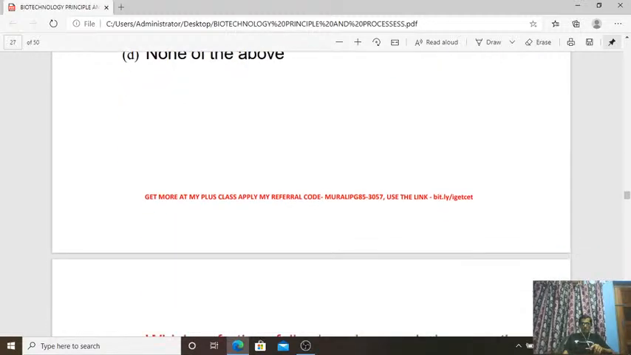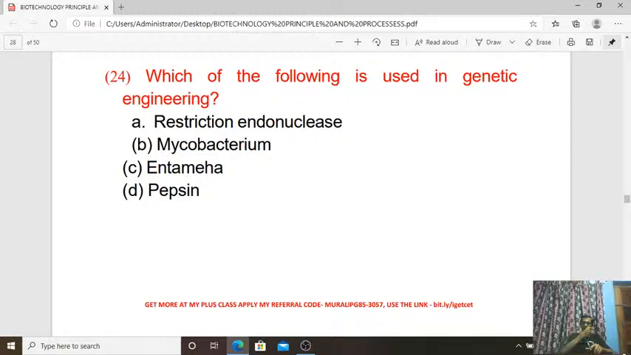Now 24th, which of the following is used in genetic engineering? Restriction endonuclease, mycobacterium, entamoeba, pepsin. So which is the right answer? Which of the following is used in genetic engineering? For 24, which one is the answer? Prekshita, it is the restriction endonuclease. So the answer is A, restriction endonuclease.